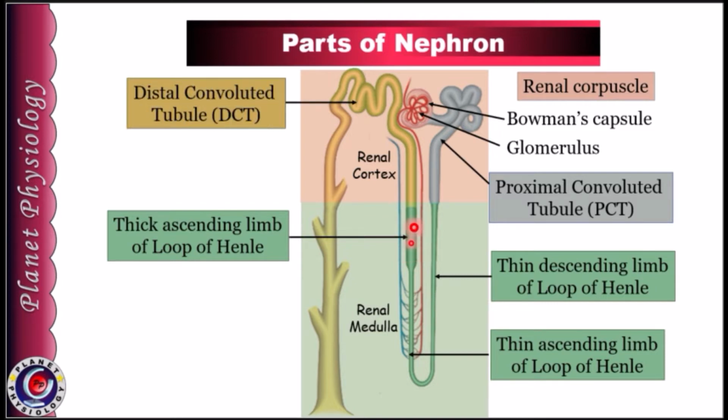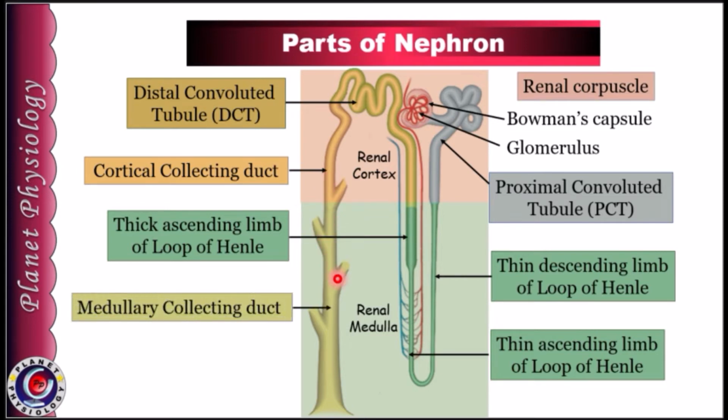As it enters the cortex, it runs between afferent and efferent arterioles of the parent glomerulus and then becomes convoluted to form distal convoluted tubule. Now the tubule once again becomes straight to form connecting tubule. Many connecting tubules join the cortical collecting ducts, which again enter the medulla and form medullary collecting ducts. The medullary collecting ducts finally form papillary ducts, which open into the papilla.